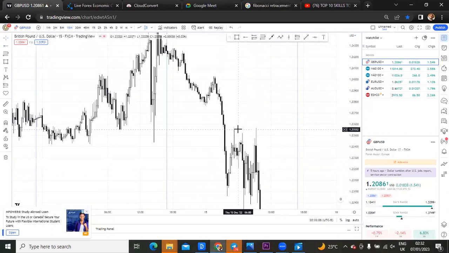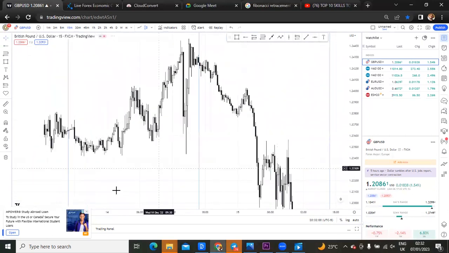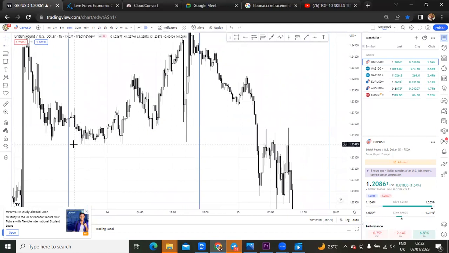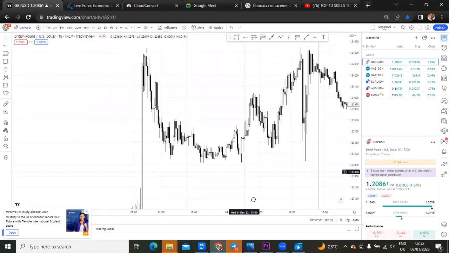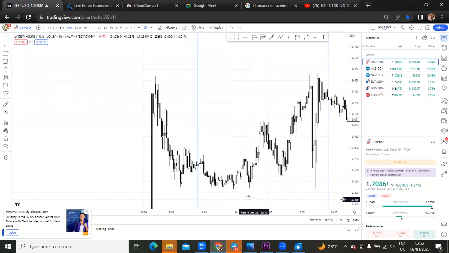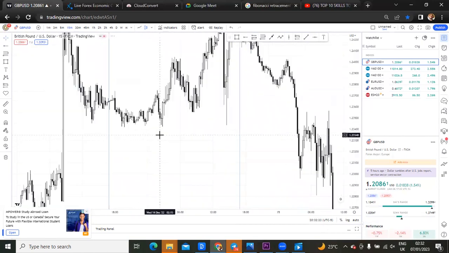This was not taken out. It was taken out later, right? But not immediately. All right, so this is enough for liquidity.